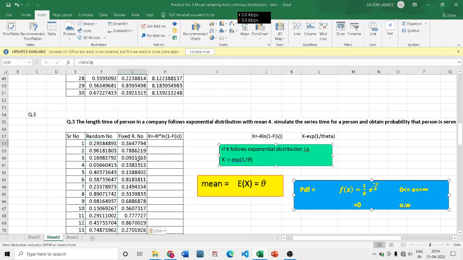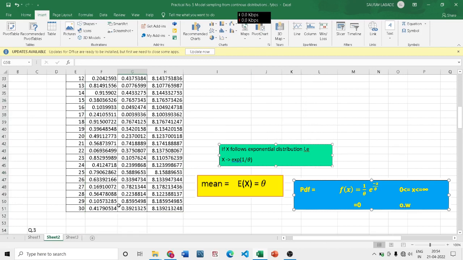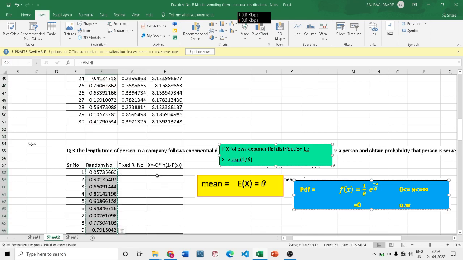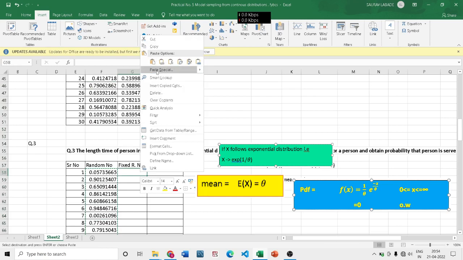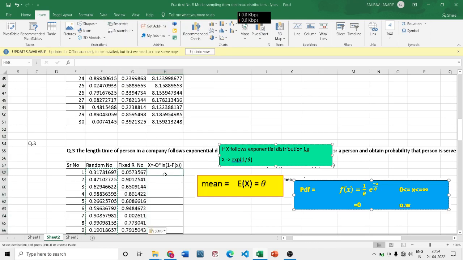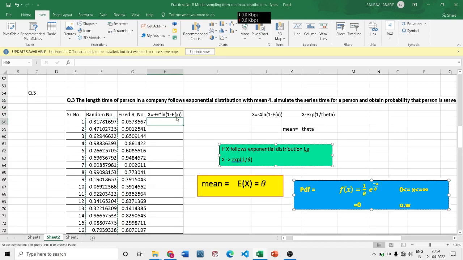Okay, sorry, here I don't need that. Now go to the special, then values, and then okay. So this is how you fix the random variables, right? So simply here again, just use the formula.